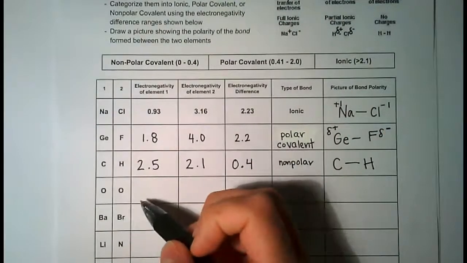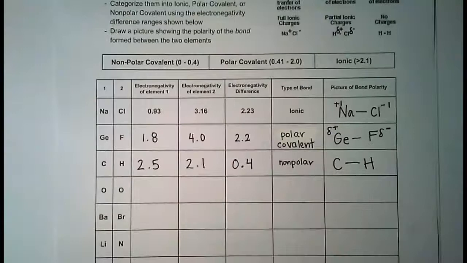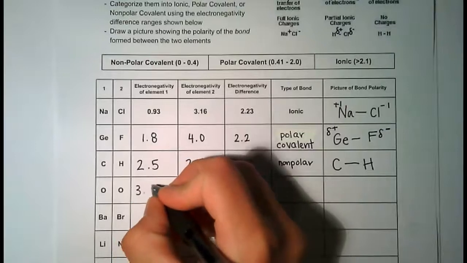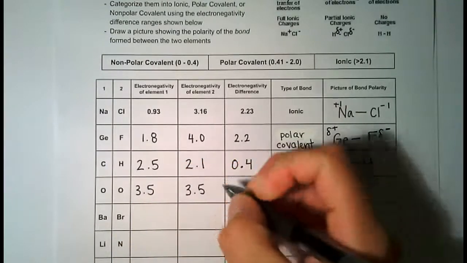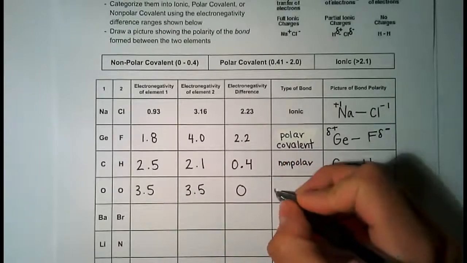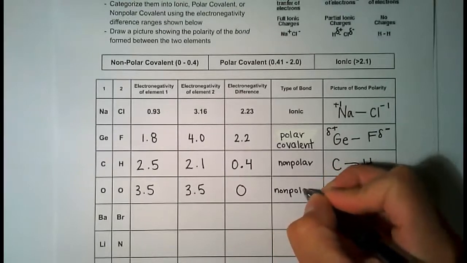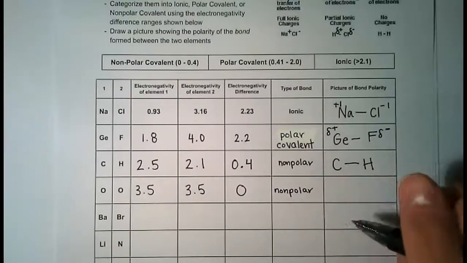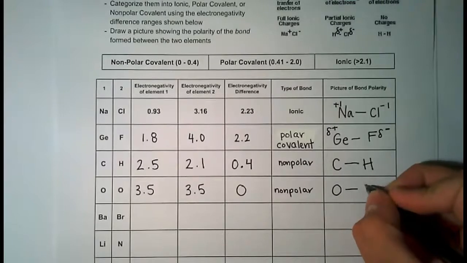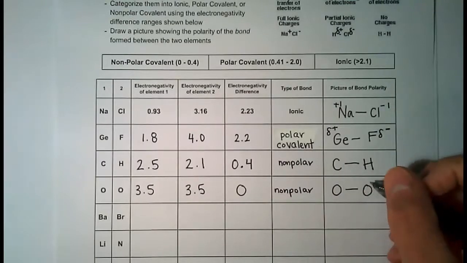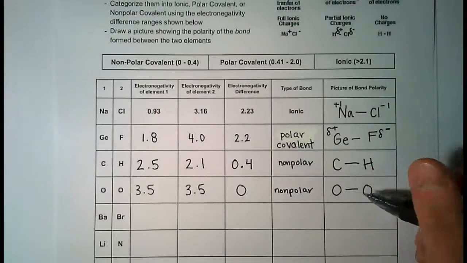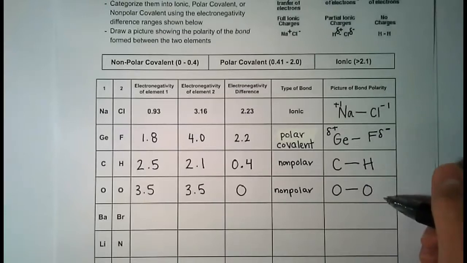And now we have oxygen bonded with oxygen. So we can look up that value. The value for oxygen is 3.5, and 3.5. But the electronegativity difference is 0 because they're the same exact atom. So this is clearly going to be a nonpolar bond. The two oxygen atoms are going to share electrons exactly equally. So we have oxygen bonded to oxygen. Now this wouldn't actually be a single bond, but I'll let you figure out the Lewis structure later. And because they share electrons equally, we don't show any partial charges.